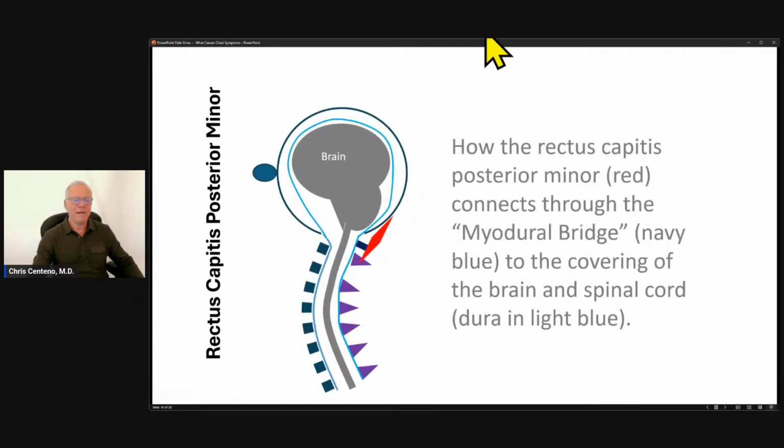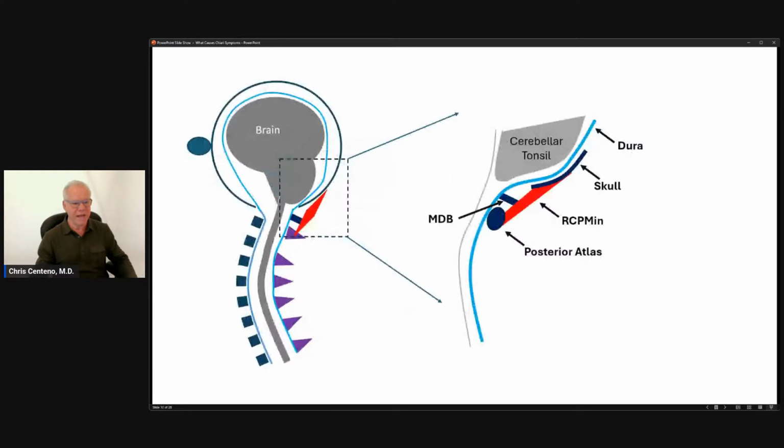So the rectus capitis posterior minor here connects to the myodural bridge, which is here. So this is the muscle, and it connects through this myodural bridge to the covering of the brain and spinal cord. This light blue here is the covering of the brain and spinal cord called the dura. So that's interesting, right? Why would it connect?